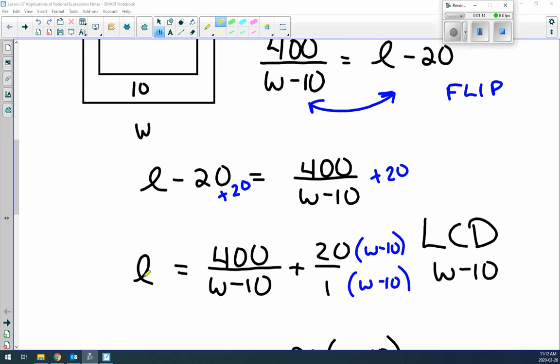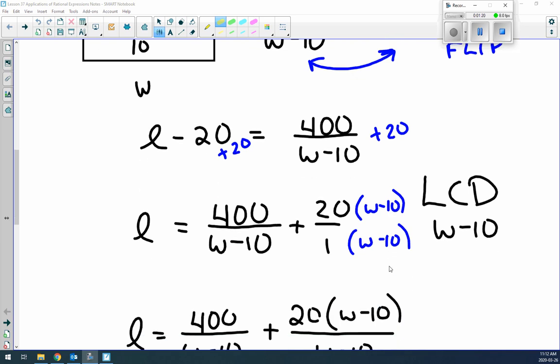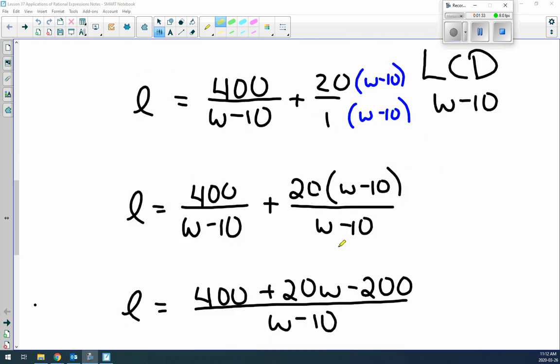So we have an equation now: L equals 400 over W minus 10, plus 20. Well, how do we add two things? You have to have common denominators. So the LCD is W minus 10. This one's already fine, right? The W minus 10 is already here. So we have to multiply both the numerator and the denominator of the 20 by W minus 10. So we do the work there.